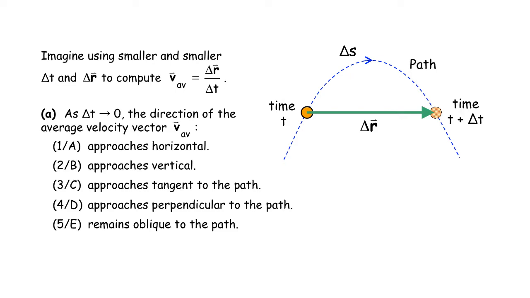See if you can answer it. As delta t approaches 0, the direction of the average velocity vector is doing one of these five things: approaches horizontal, vertical, approaches tangent to the path, perpendicular to the path, or remains oblique to the path. Discuss with your neighbors. Take 20 more seconds, see if you can get it.